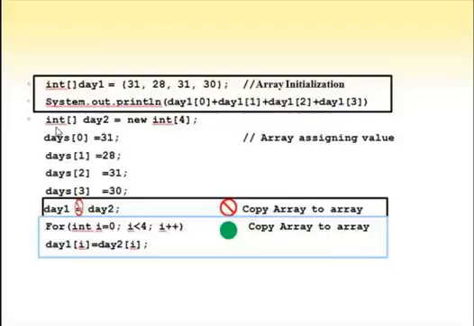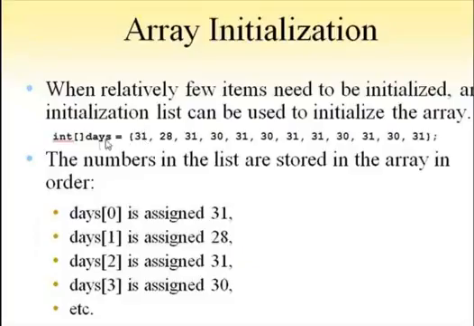The other way is that we can create a new array like this one with the size of 4, and then statement by statement I'm going to put into index 0 the value 31, index 1 is 28, index 2 is 31, and so on. Now in this example, again we declare an array int day, and day consists of 12 elements. The size of this array is 12, which means I can access index 0 through 11.